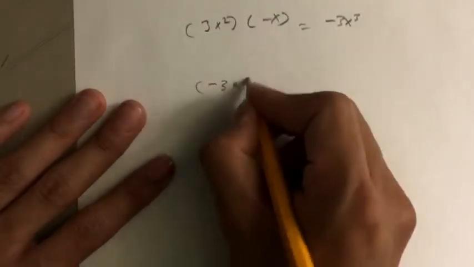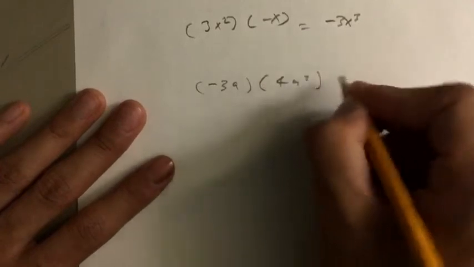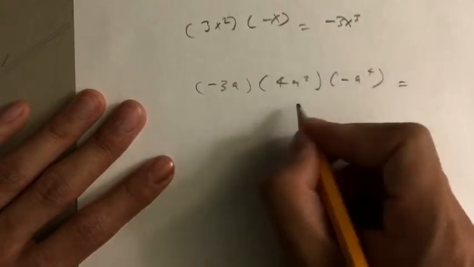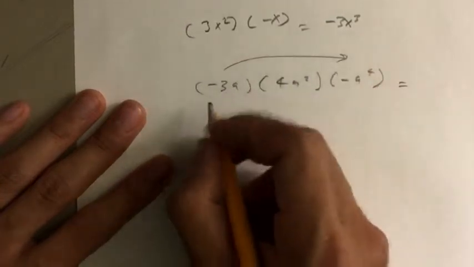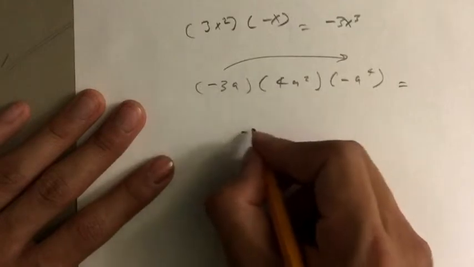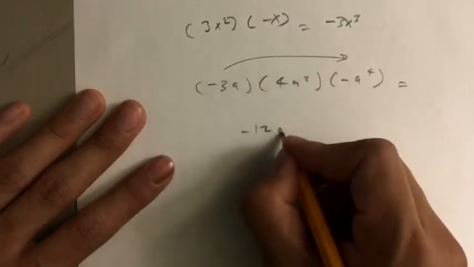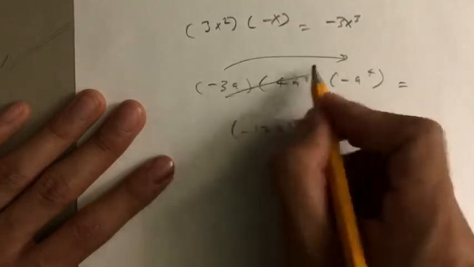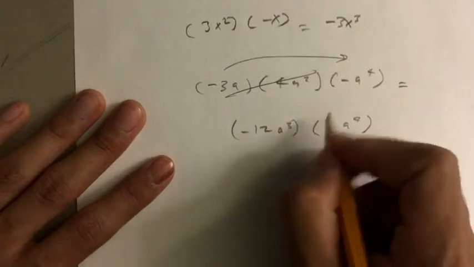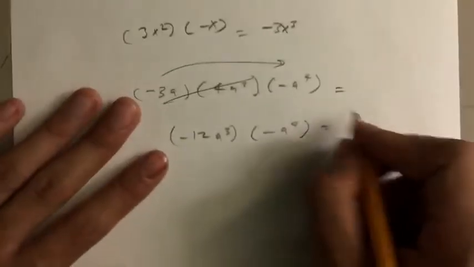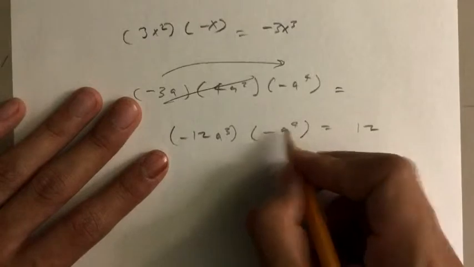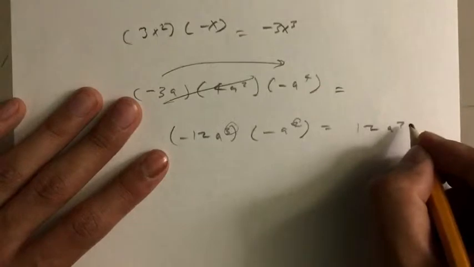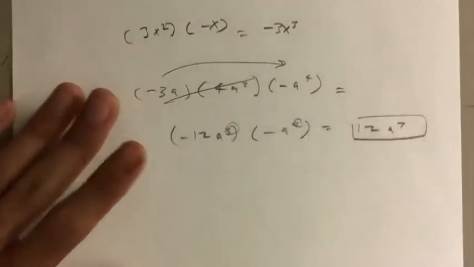Let's do one that's a bit harder. Negative 3a times 4a squared times negative a to the fourth power. How do you solve that? Well, you just go left to right. So negative 3 times 4 is negative 12. A times a squared is a cubed. And now let's do that times this, since we got these out of the way. So negative 12 times negative 1 is 12. And a to the third times a to the fourth, remember, add this. So it's a to the seventh. And that's the right answer.